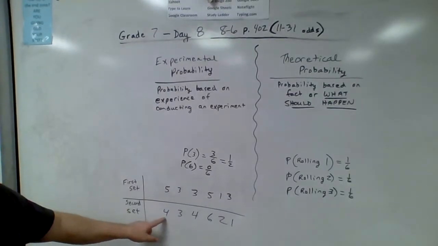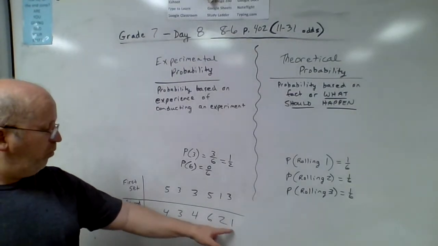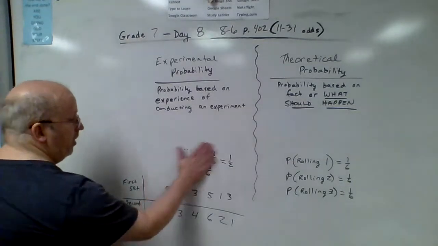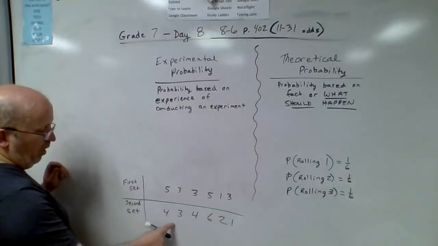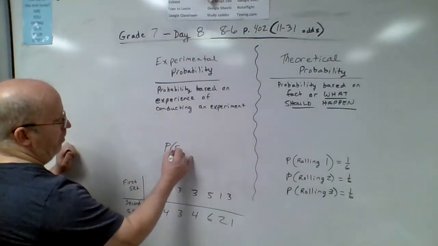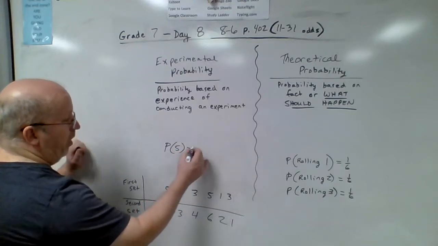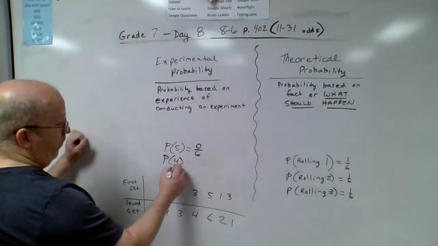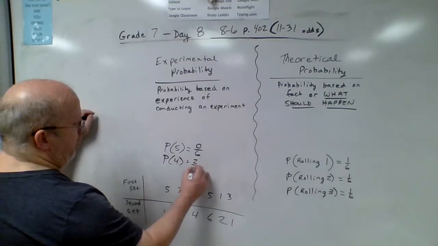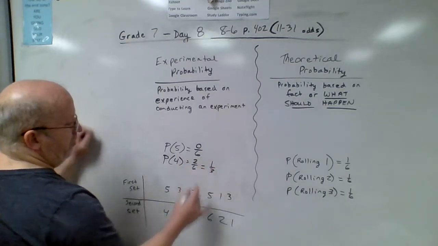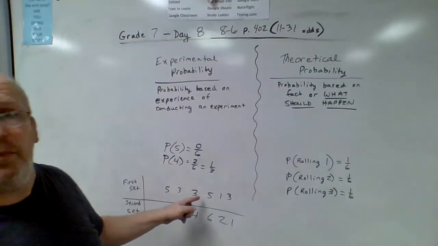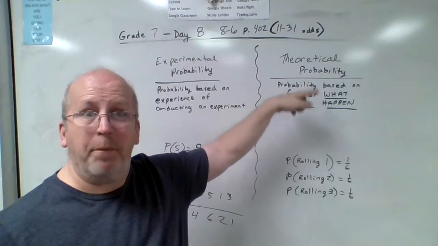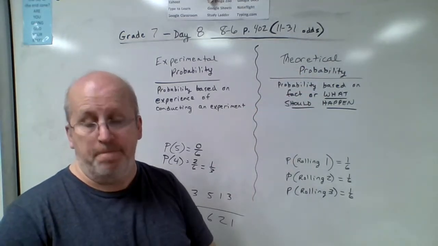Here's my second set of numbers: 4, 3, 4, 6, 2, 1. Notice the number 5 doesn't even appear here at all. So if somebody said to me, in your second set of data, what is the probability of getting a 5? We'd have to say that in the experiment, it was a probability of 0 out of 6. But if somebody said, what's the probability of rolling a 4 in your second set of data, that would be 2 out of 6, which simplifies to 1/3. Notice the experimental probability doesn't always match what we think should happen, the theoretical probability.